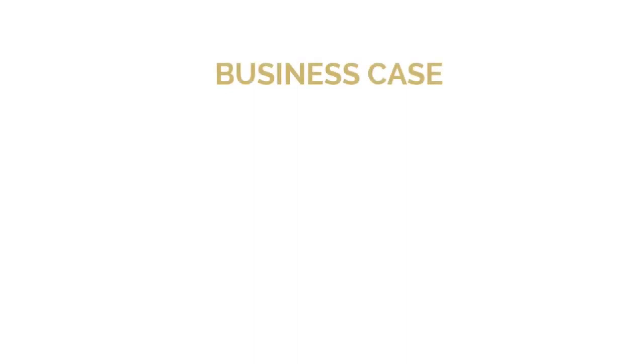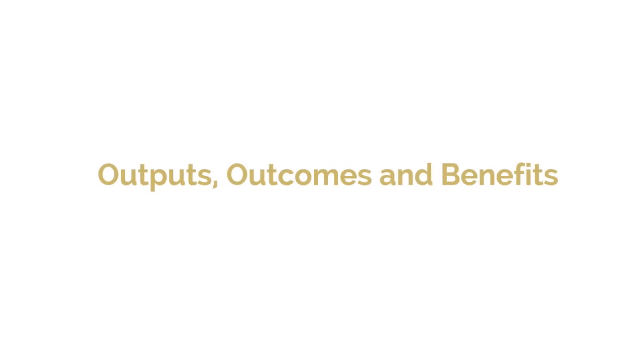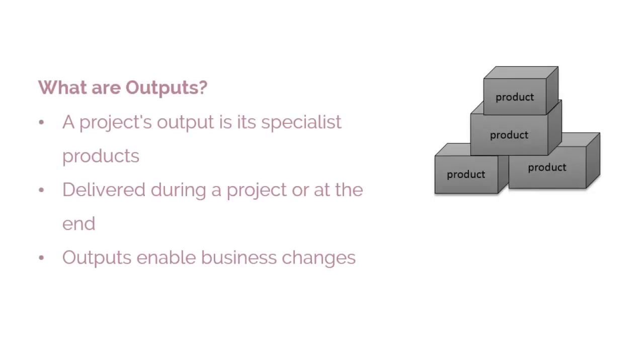So, before we understand what a business case is, when it is developed, when it is verified, and how its benefits are confirmed, let's look at outputs, outcomes, and benefits. What are outputs? The project's output is any of the project's specialist products, the things we hand over during the project or at the end of the project. The project's outputs enable business changes.